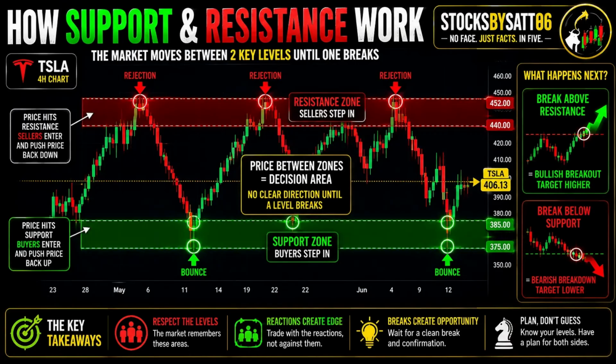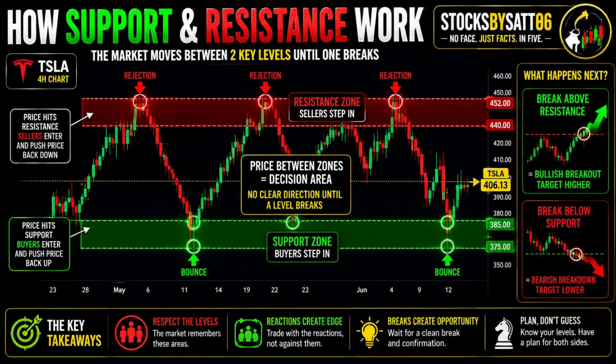Support should be drawn where buyers repeatedly step in. Resistance should be drawn where sellers repeatedly push price down. The more times price reacts around a zone, the more attention that zone gets. The biggest beginner mistake is drawing a razor-thin line and expecting price to respect it perfectly. Instead, use a rectangle. Include the candle bodies and the wicks. Give the level room. That is why we call them zones, not lines.